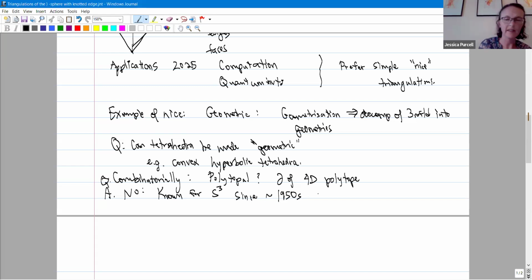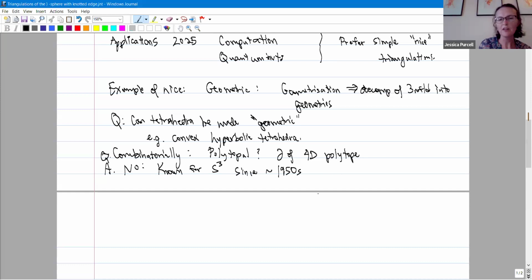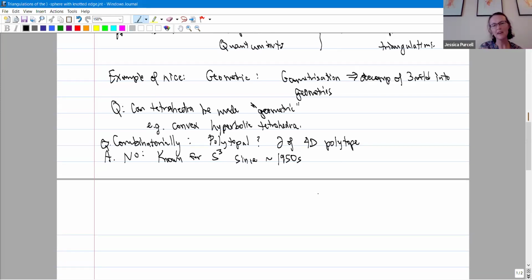So there exist triangulations of the three-sphere that are not polytopal, and there are many constructions. There are different degrees of how bad these triangulations get in terms of the combinatorics. And most of these constructions are linked to our topic of the conference here. So constructions use knot theory.